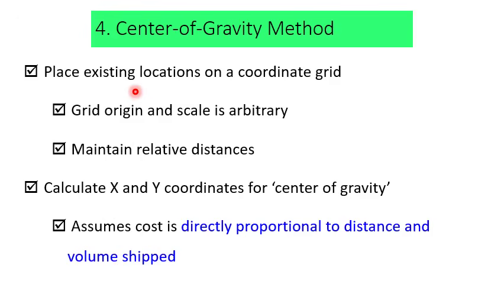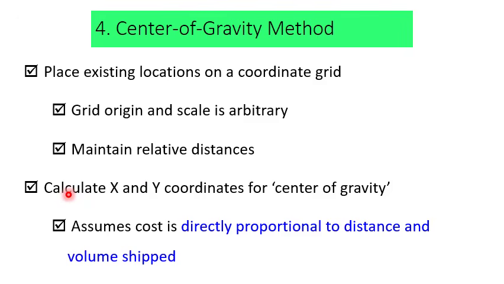Then, these are the steps of the center of gravity method. The first one is to place the existing location on a coordinate grid, that is the XY axis. The grid origin and scale is arbitrary, that means we provide an arbitrary origin, and we have to maintain the relative distance when we represent on the XY axis. We have to give the proportional distance.